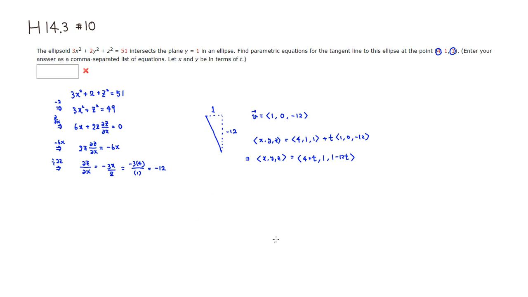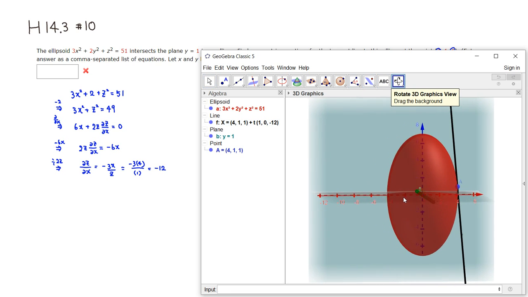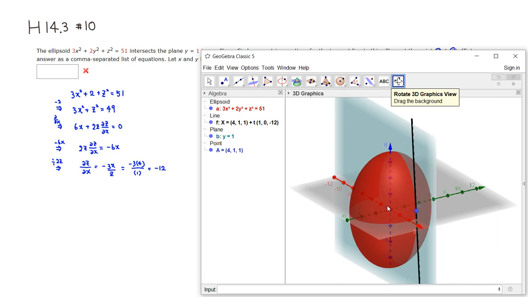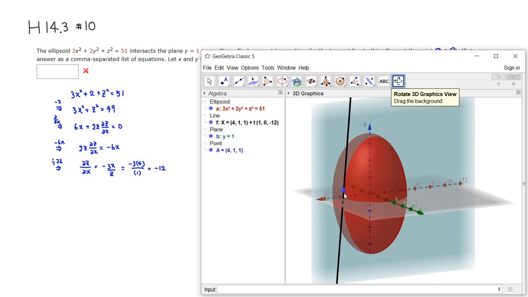Let's see if that looks right on GeoGebra. I'm going to write 4 plus t, comma 1, comma 1 minus 12t. Hit enter. You can see that the equation we got gives us the tangent line at this given point, 4, 1, 1.